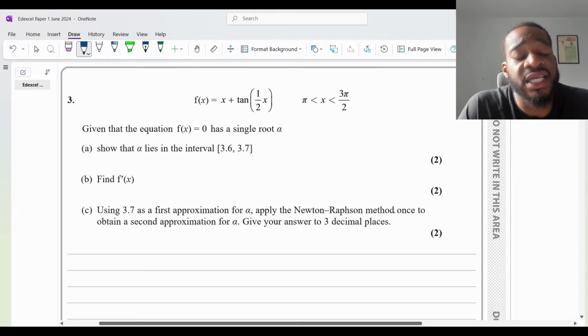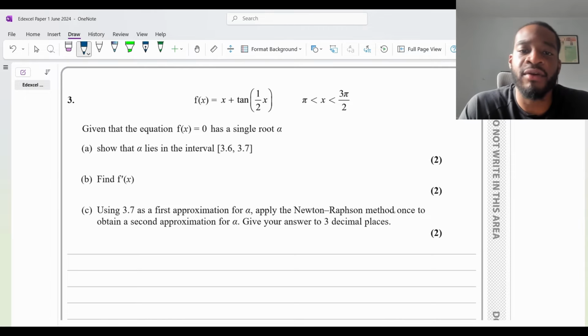Okay, so question 3 says f of x is equal to x plus tan a half x, where x is between pi and 3 pi over 2. Given that the equation f of x equals 0 has a single root alpha, part A says show that alpha lies in the interval between 3.6 and 3.7 for 2 marks, right?